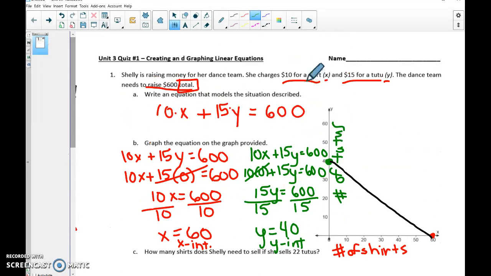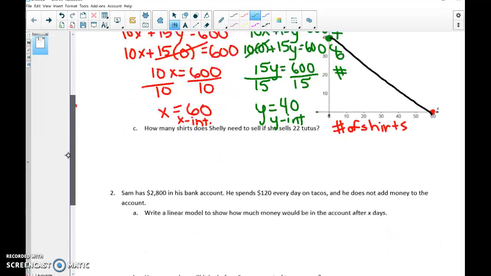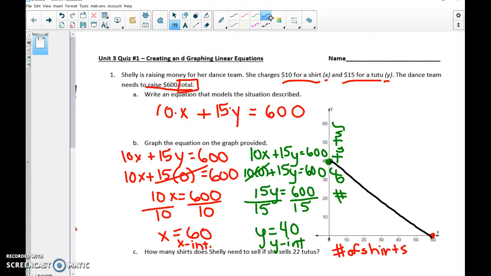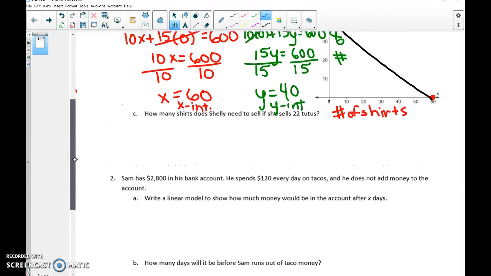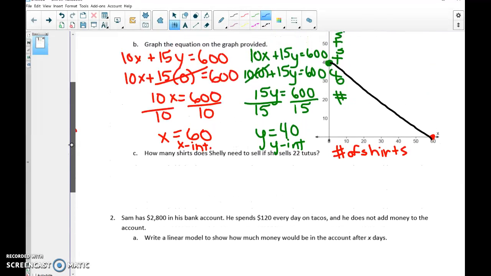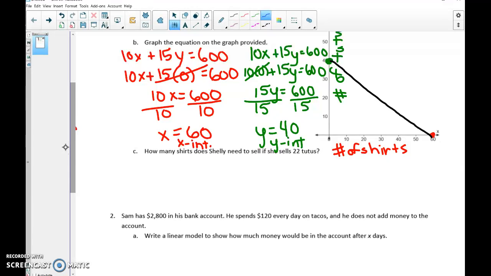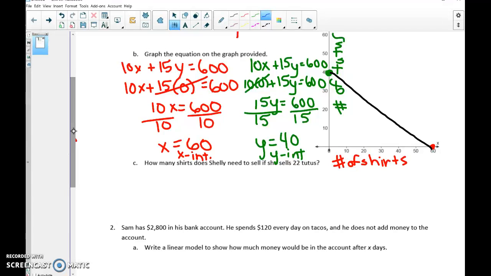Again, I know that X is shirts because it tells me. I know that Y is tutus because it tells me. So let's go down to number 3, or part C, whatever it would be. It says, how many shirts does Shelly need to sell if she sells 20 tutus? That was really hard to pronounce. Now I'm regretting making those sound so weird.